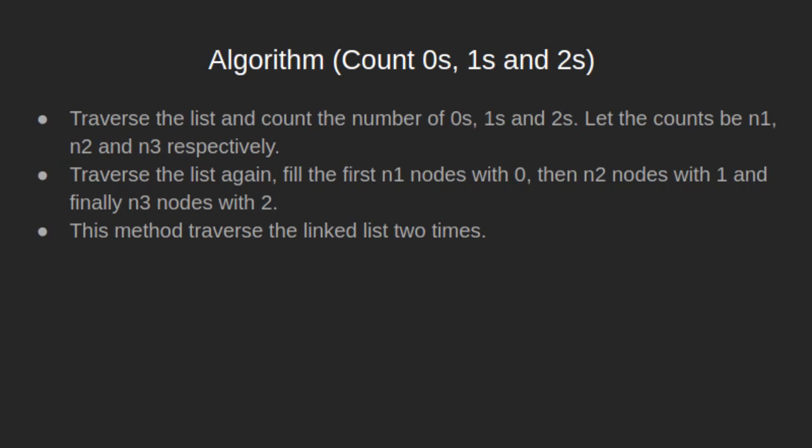Let's see the algorithm to solve the above problem. Traverse the linked list and count the number of zeros, ones and twos. Let the counts be n1, n2 and n3 respectively. Traverse the list again, fill the first n1 nodes with 0, then n2 nodes with 1 and finally n3 nodes with 2. This method traverses the linked list 2 times.